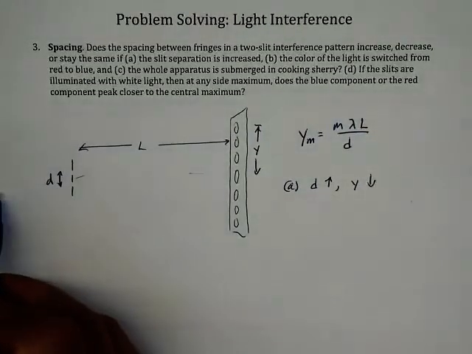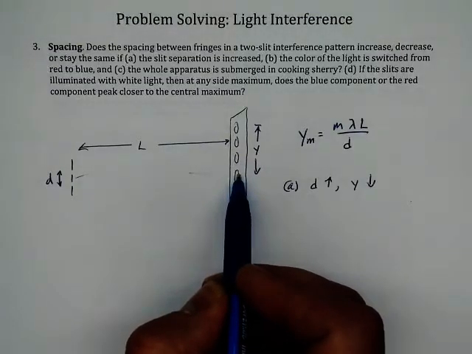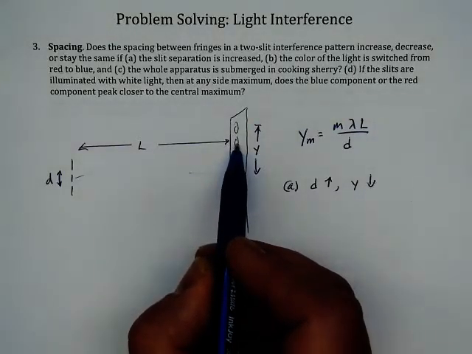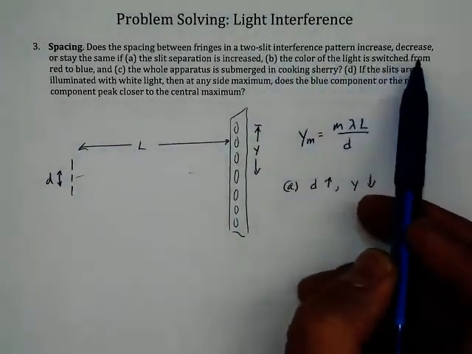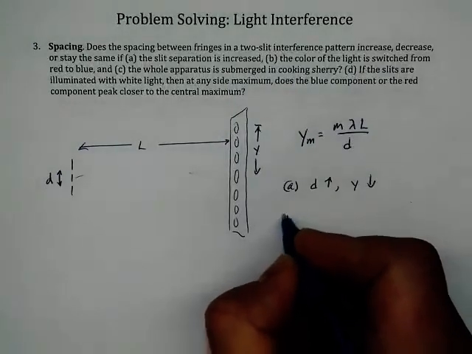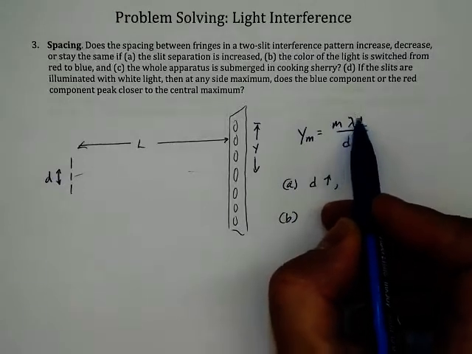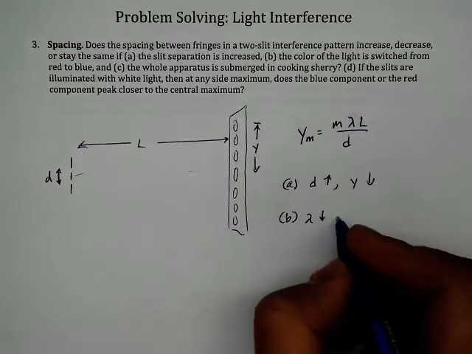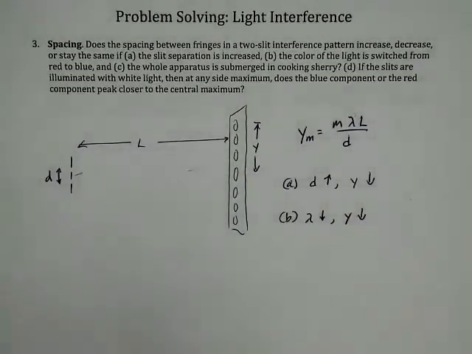If you pull this away further, then the distances between bright spots shrink, because it doesn't take as much of an angular deflection to get one wavelength, two wavelengths, three wavelengths of path difference. If the color of light is switched from red to blue, red has a relatively higher wavelength and blue a relatively lower wavelength, so the wavelength would be decreased going to blue light, which would mean the spacing between fringes is decreased as well.